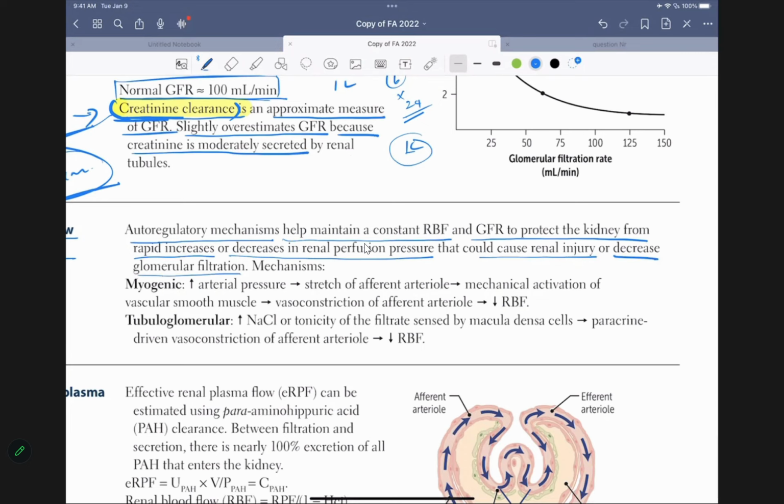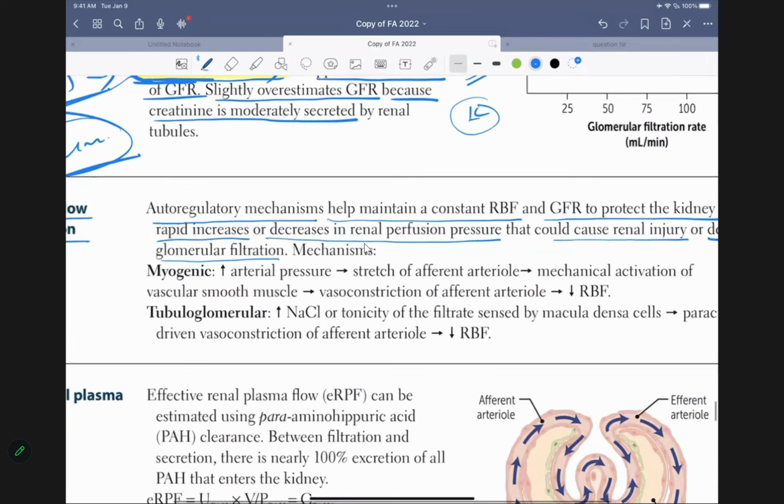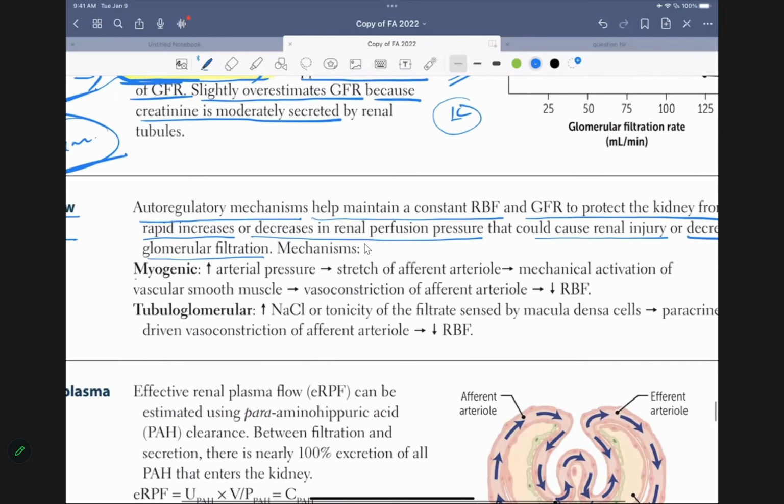That's important. So how do we maintain that autoregulation? There's one called myogenic, okay? That's myogenic. Increased arterial pressure can stretch the afferent arteriole, which makes sense. When the pressure increases, it will stretch. Mechanical activation of vascular smooth muscle.